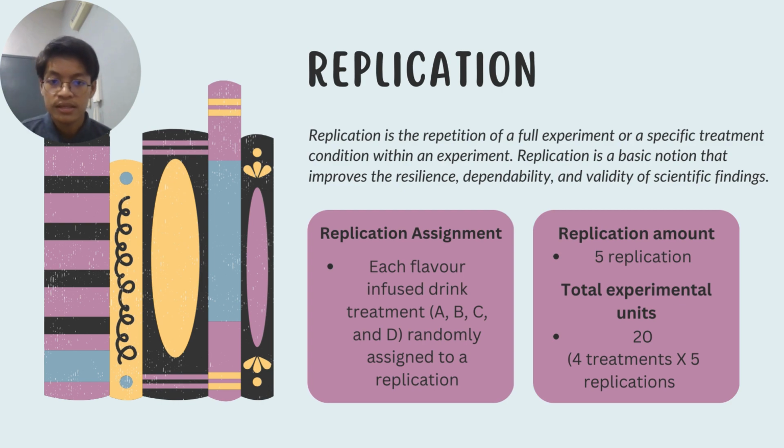So, replication assignment in our experiment, in our data: each flavor infused drink treatment A, B, C, and D is randomly assigned to a replication. The replication amount is 5 replications for each treatment. So the total experimental units are 4 treatments times 5 replications, equal to 20 experimental units.